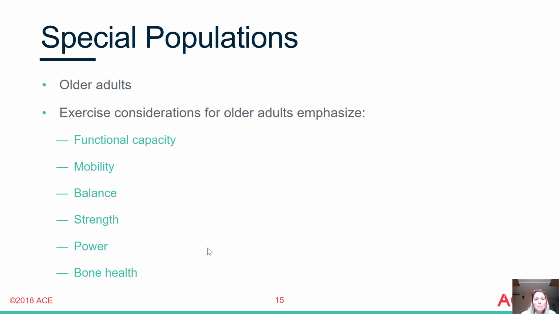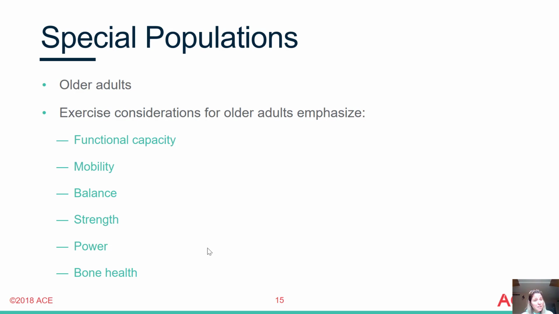We want to focus on mobility, right? We want them just to be mobile, to be able to move. Balance is huge. Older adults have a high fall risk. So definitely working on balance is really important for this group too, so they don't fall, because when older adults fall, we see more fractures and more bone breaks because their bone mineral content is normally lower. We also want to focus on strength, power, and of course that bone health.